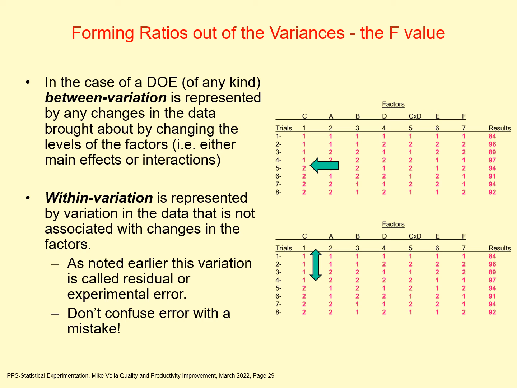In the case of designed experiments of any kind, we are going to be talking about between variation and within variation. Between variation is represented by any changes in the data brought about by changing the levels of the factor. So if you see just to the right, column 1, we had 8 trials, and between trial 4 and 5 is when we switched from the lower level to the higher level. That's considered between variation. Within variation is represented by the variation in the data that's not associated with the change of the factors. This can be considered experimental error. So between variation, in this case, is when we change factors from one level to another, and within variation is the variation within the trial.